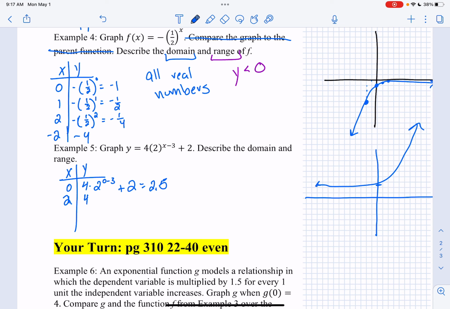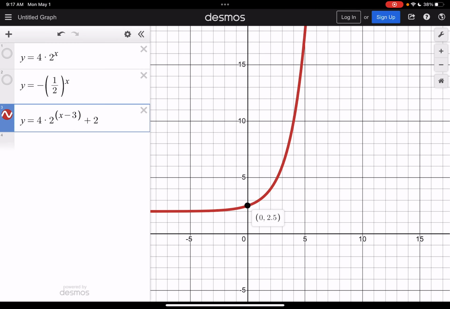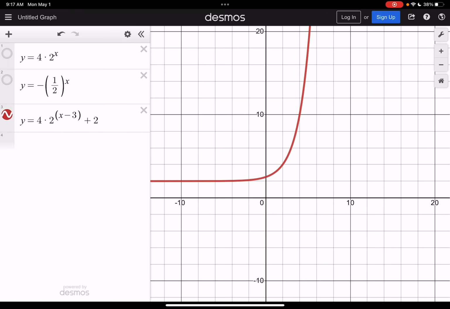Again, describing the domain and range, I can put any number I want into this. So my domain here is still all real numbers. This function, if we go back and look at the nice Desmos graph of it, does go left and right forever. But it doesn't go up and down forever.